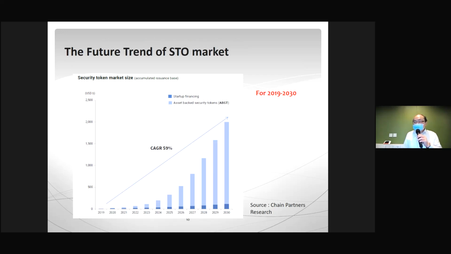The future of the STO market. Okay, this is the forecast by Chain Partners Research, a major blockchain company in Korea. The forecast for the next 10 years has a growth rate of 59% per annum. So we are now just at the very beginning, starting in 2019.